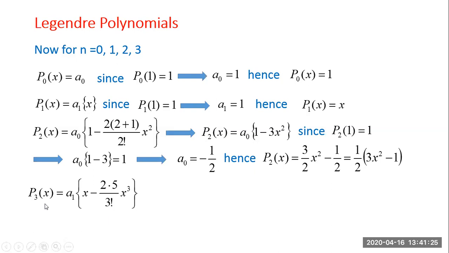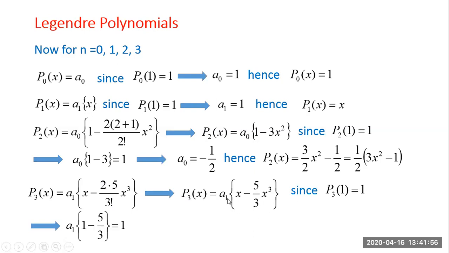Similarly, for n is equal to 3, which is an odd integer, you get a1 into x minus (2 into 5) by 3 factorial x cube, which is nothing but a1 into x minus 5 by 3. 3 factorial is 3 into 2, so the 2s get cancelled, so we get 5 by 3 into x cube. So this is a Legendre polynomial only if p3 of 1 is equal to 1. When you substitute x is equal to 1, the value of that polynomial should become 1. Which is possible only if a1 into (1 minus 5 by 3 into 1 cube) is equal to 1. So if you simplify this, you get a1 is equal to minus 3 by 2.